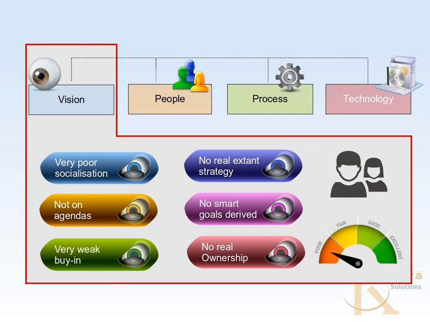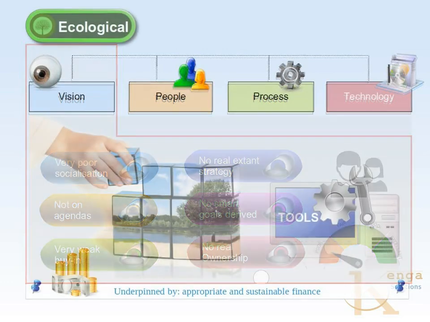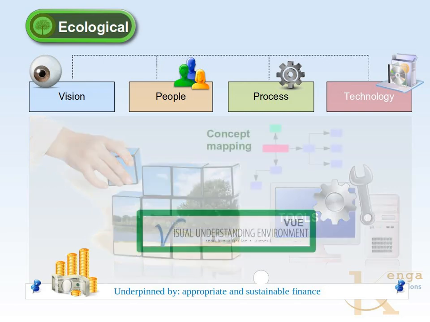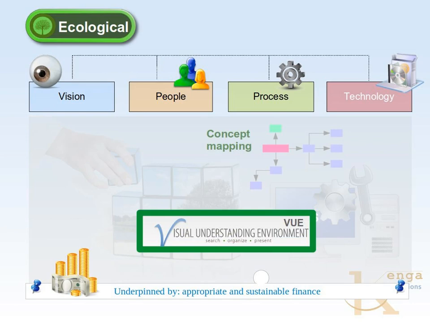When you think ecologically, it's actually not that difficult to bring some tools to bear on the challenges and make it work. I use a technique called concept mapping to map out the ecosystem. I've used the same principles biologically. Now I'm trying it out in these organizational systems. There's a very good free software tool called Visual Understanding in Environment, which allows you to draw concept maps and link them in various ways using internal and external data and so on.